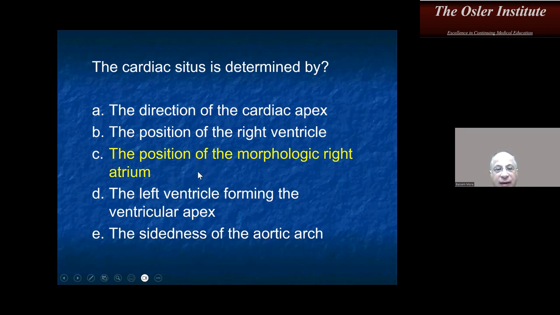The position of the RA, the morphologic right atrium, not the right-sided atrium, but the morphologic right atrium, that is what is going to be determining if it's a situs solitus or situs inversus, or sometimes you have situs ambiguous. You cannot really tell what the situs is, and that's mostly in heterotaxy, so a complex set of lesions in congenital heart disease.